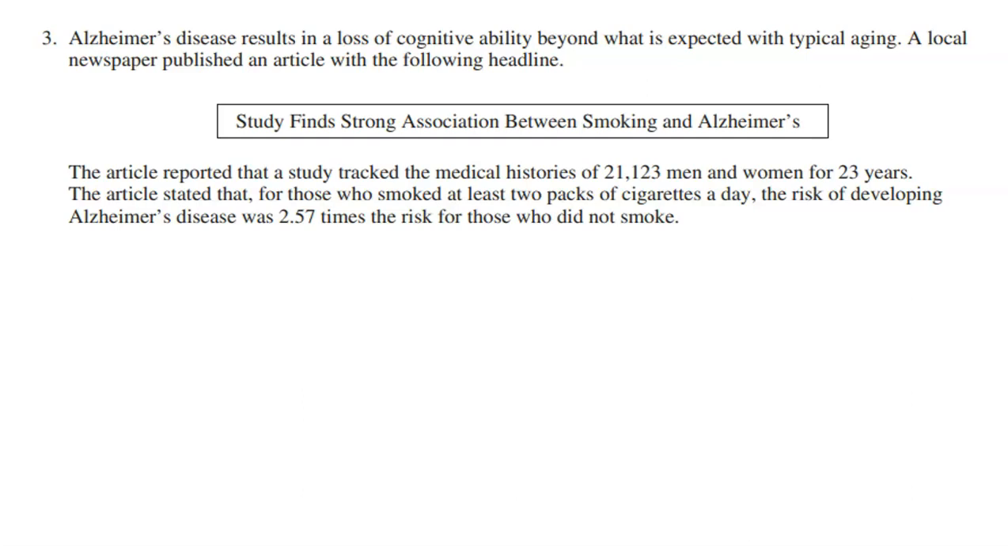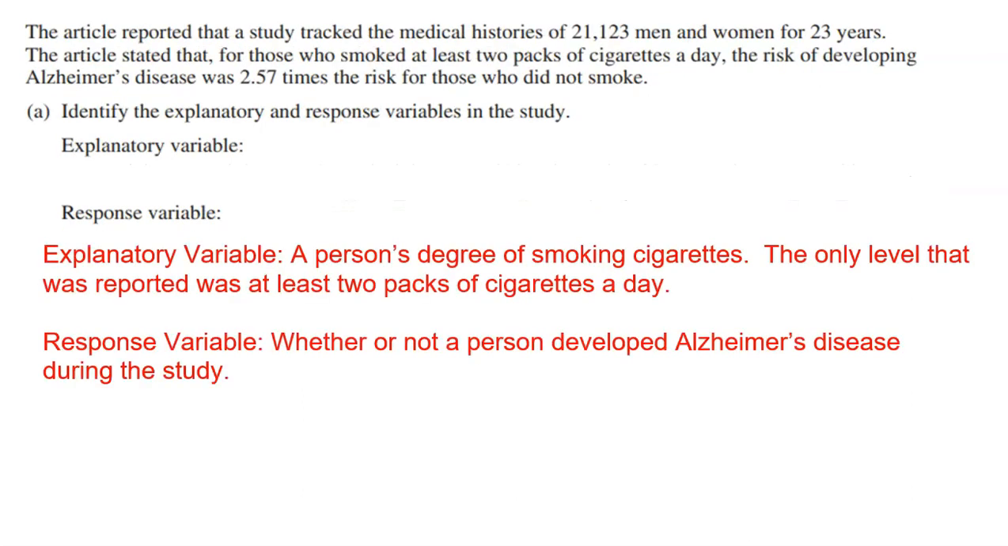All right, this question had 3 different parts. Let's look at them one at a time. So part A was simply to identify the explanatory and response variable in the study. The explanatory variable is the independent variable. It's the variable that does the explaining. The response is the variable that is impacted because of that explanatory variable. So the response is the dependent variable.